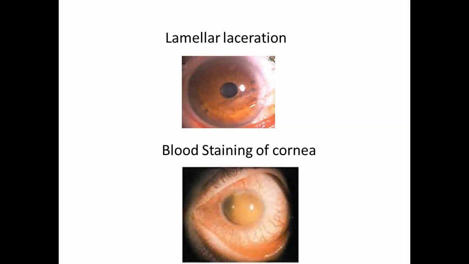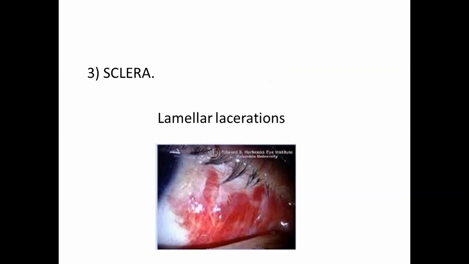The cornea appears reddish brown in color as we see in the picture here, and it starts slowly clearing from the periphery to the center. So this is your blood staining of the cornea. These are your corneal manifestations. What do we see on the sclera? Sclera, again you see a few tears or lamellar lacerations. You can see a few injuries which can be seen here. So these are your lamellar lacerations on the sclera.